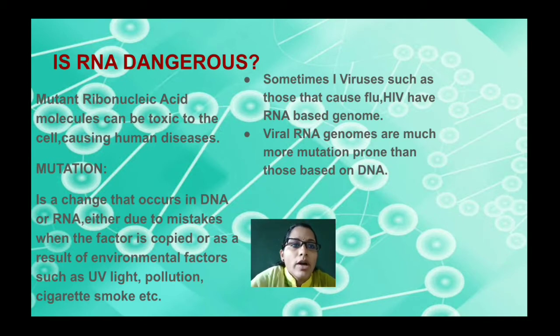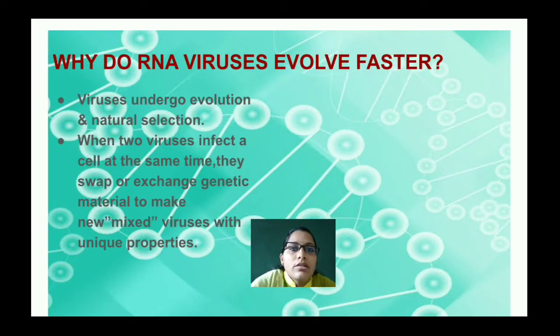Sometimes viruses, such as those that cause flu and HIV, human immunodeficiency virus, have an RNA-based genome. Viral RNA genomes are more prone to mutate than those based on DNA. So you might be thinking now, why do viruses spread faster than anything else? Viruses undergo evolution or change faster because of natural selection or the habitat they are within.